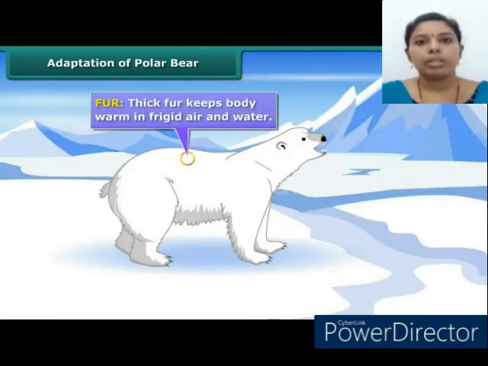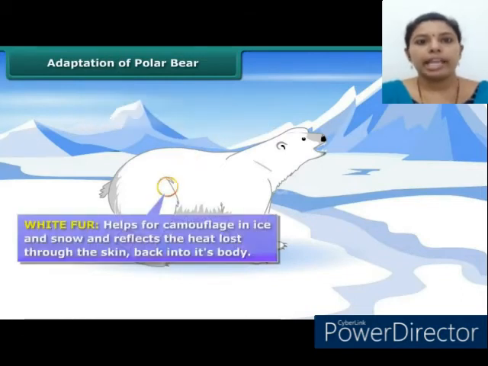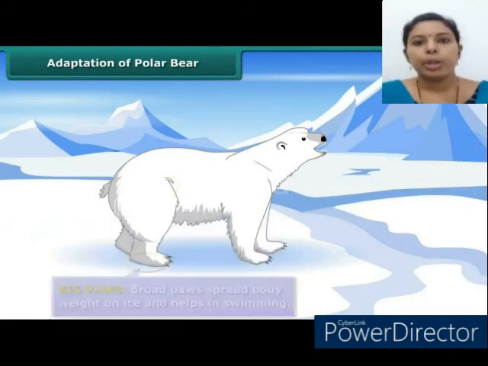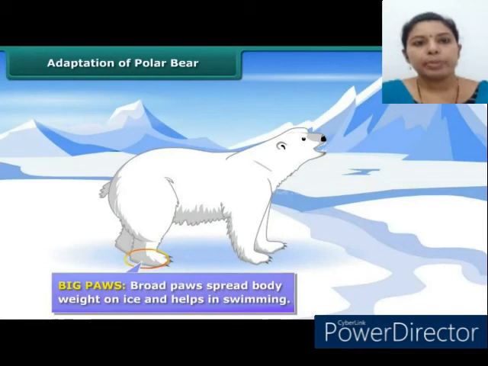Polar bears have thick fur that keeps the body warm in frigid air and water. White fur helps for camouflage in ice and snow and reflects the heat lost through the skin back into its body. Broad paws spread body weight and help in swimming.